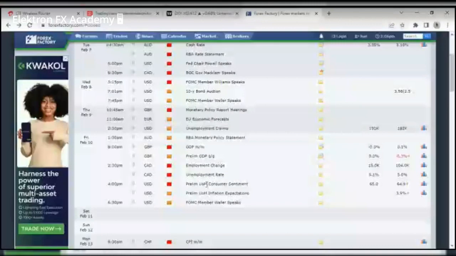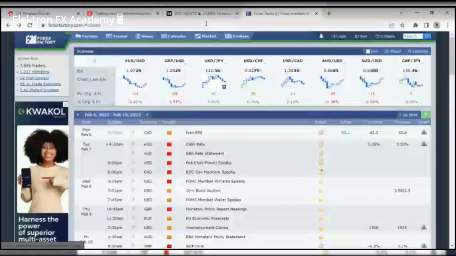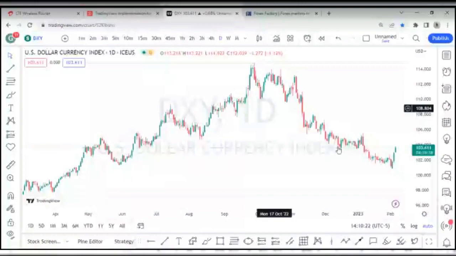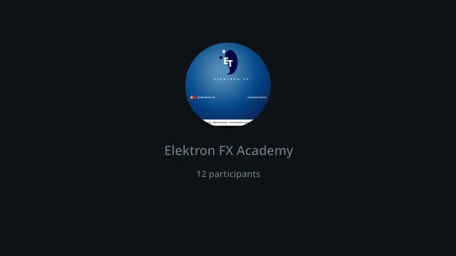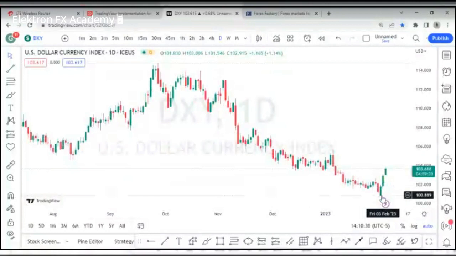So let's head back to the chart. We have known that DXY is bullish. You can see how the fundamentals are actually driving price. You can see that since Friday, this was Friday.